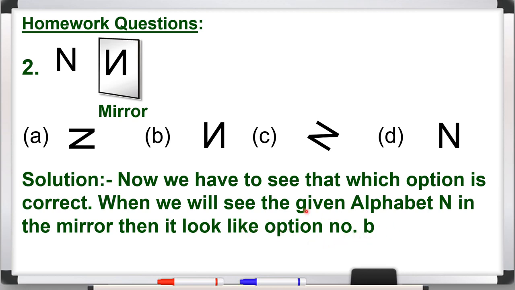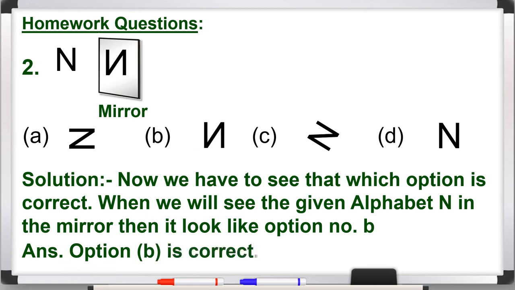तो ये हमें कैसा दिखाई देगा बेटा? ऑप्शन नंबर B की तरह दिखाई देगा. So let's see how. अब हम इस N को इस मिरर में देखते हैं. It will look like this and it is in option number B. So here our answer is option B is correct. Understood beta?